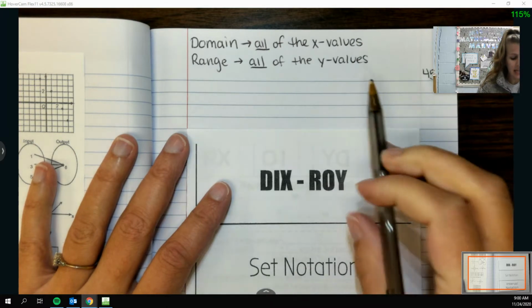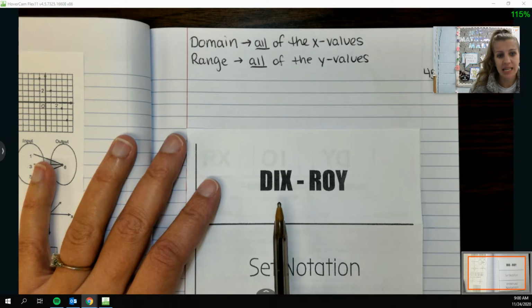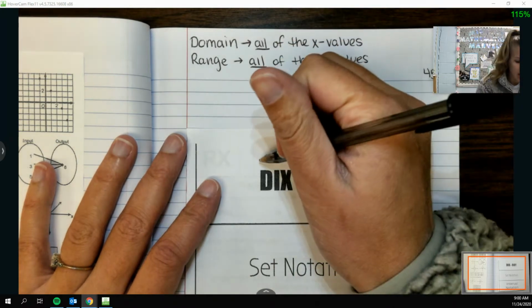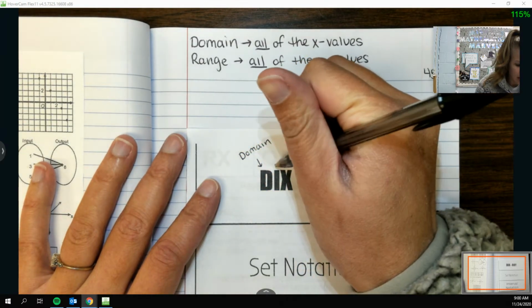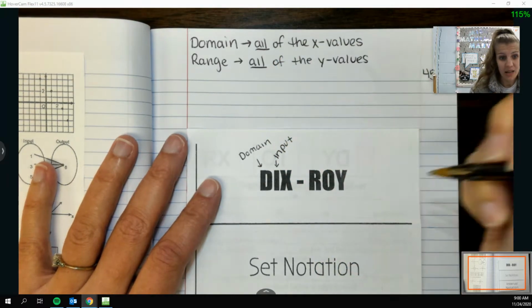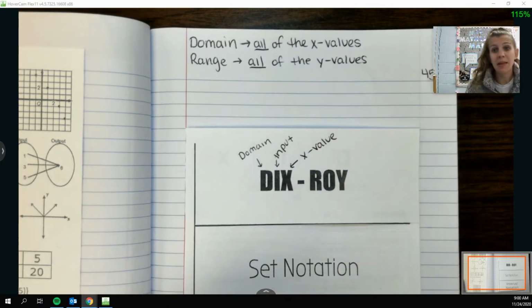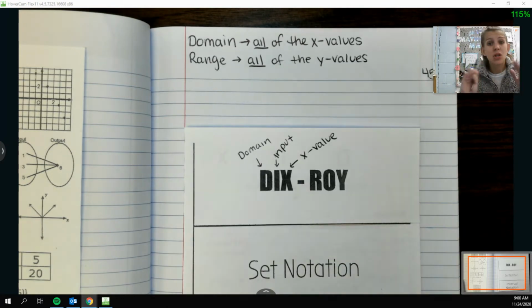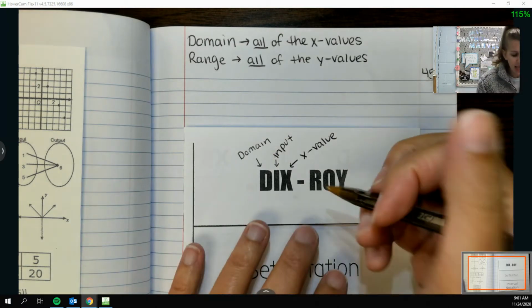Now I say it very generally like this because I have a little acronym that is going to hopefully help us remember, and it's Dixie-Roy. D stands for domain, I is input, or you can even remember independent, and X is X values. Those things are all talking about the same thing. Domain, input, X, all the same thing. Domain is just the proper name for it, but we can always use input, or X value, or our independent variable.